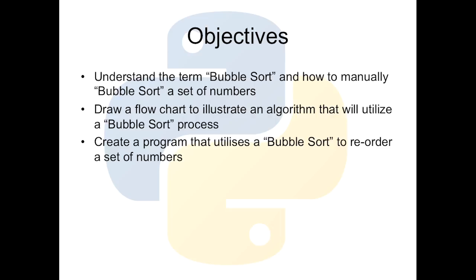After you've drawn the flowchart, you should then create a program that utilises a bubble sort to reorder a set of numbers. And this will be done in Python.